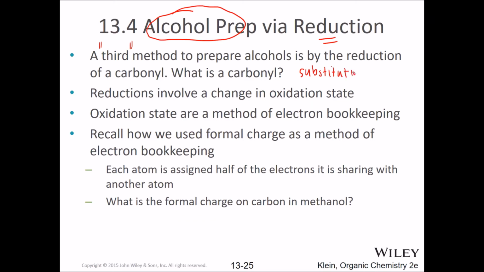Substitution was the first method we learned in section 13.3. And remember the next one? It was addition. Okay, so here's, and it's going to help you to categorize these in your mind, a third method to prepare alcohols is by the reduction of a carbonyl.